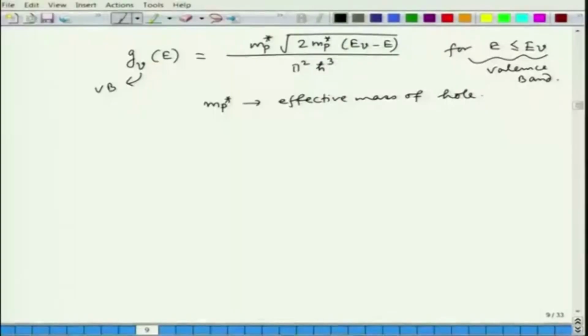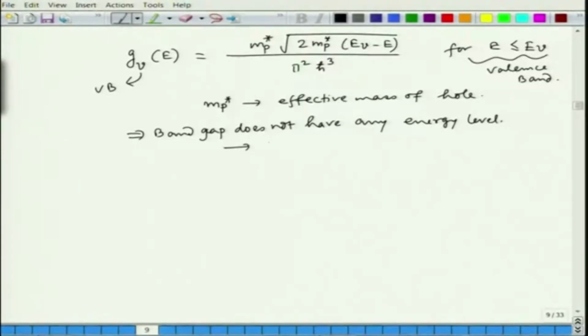So, what we have is the expression, so let me write that also. Band gap does not have any energy level, so that is why the density is 0 there, right. And both these expressions are either for the conduction band or for the valence band.